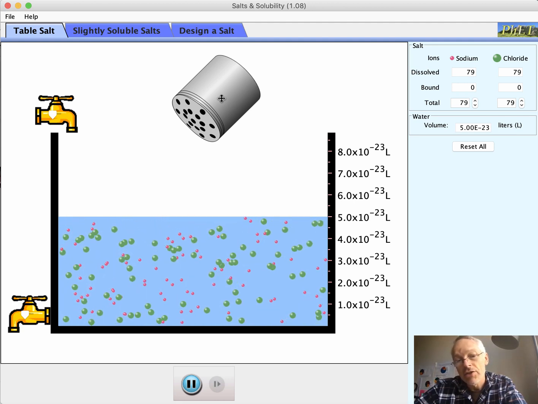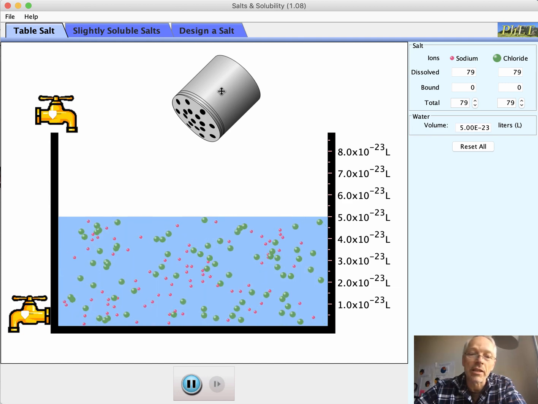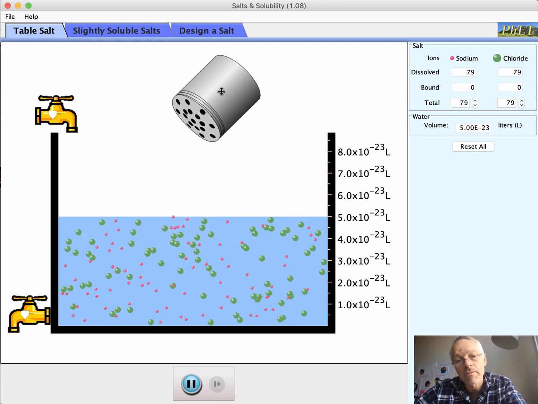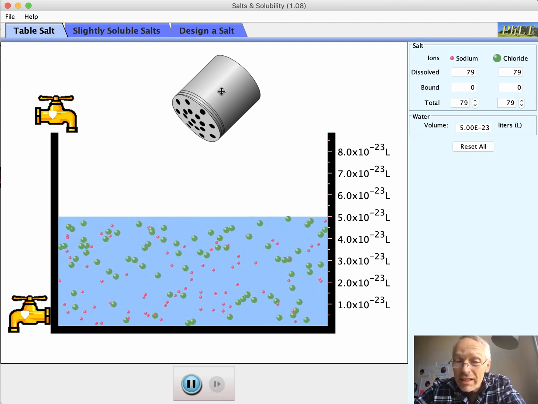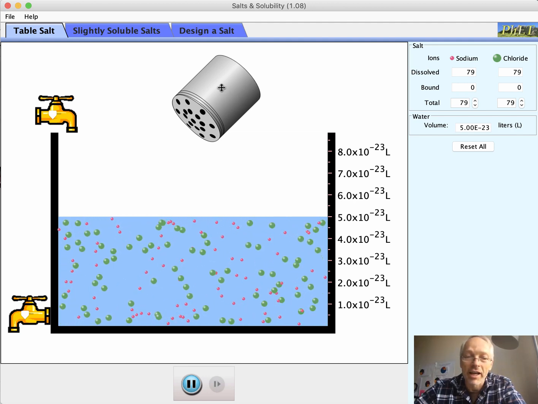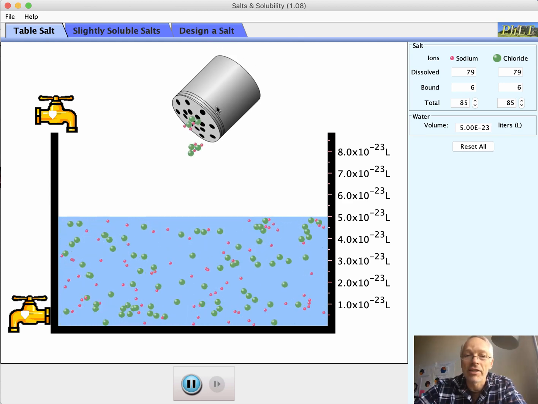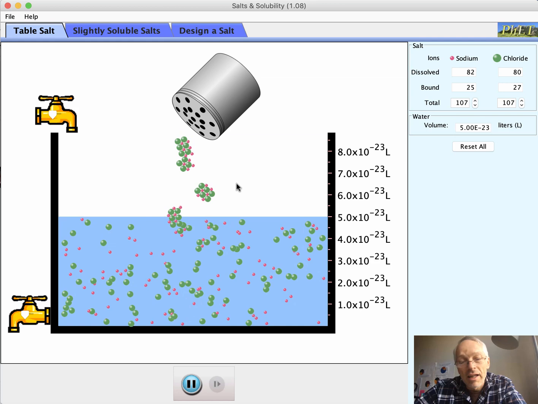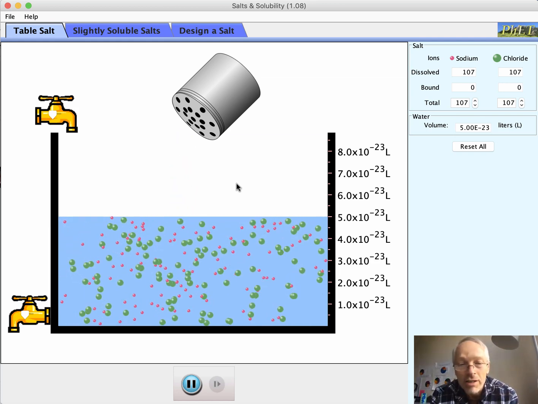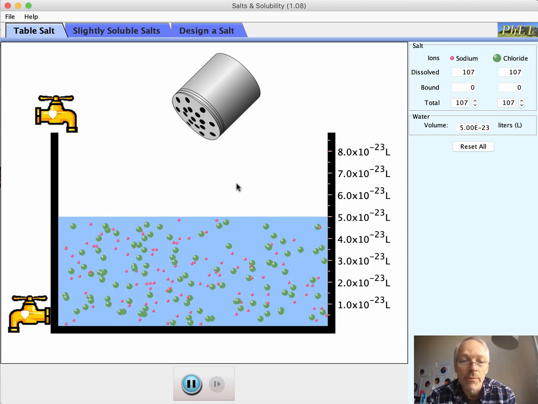There are separate sodium ions and chloride ions, the red sodium ions, the green chloride ions, bouncing around in this volume of water. If you watch closely, every once in a while, you'll see a sodium and a chloride ion sort of stick together because, well, they are opposite charges and they're attracted to each other. But in solution, they're also very strongly attracted to the water molecules that are all around them.